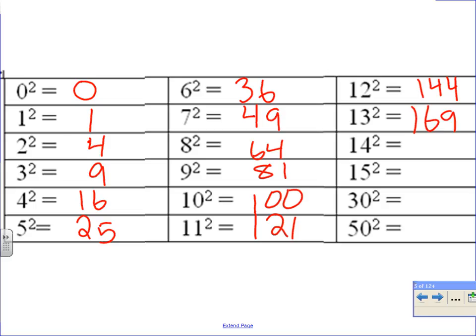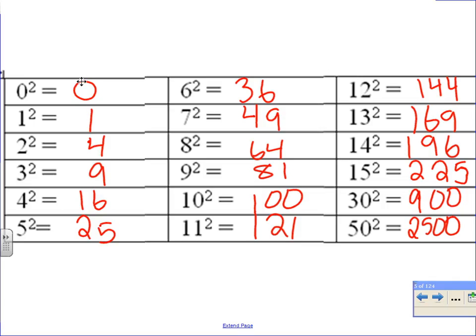169. 14 squared. Neil. Good. 15 squared. Kevin. 225. Good job. 30 squared. Grace. Good. Alexis, 50 squared. Good job. 2,500. So we're going to make one more list, and we're going to be going backwards.